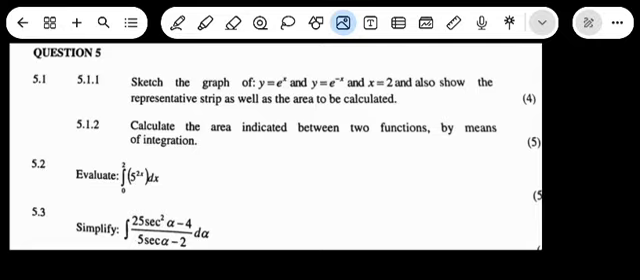We're still under Mathematics N4. So I've given question 5. Alright, this is an integration. This is the paper that was written now in July 2025.